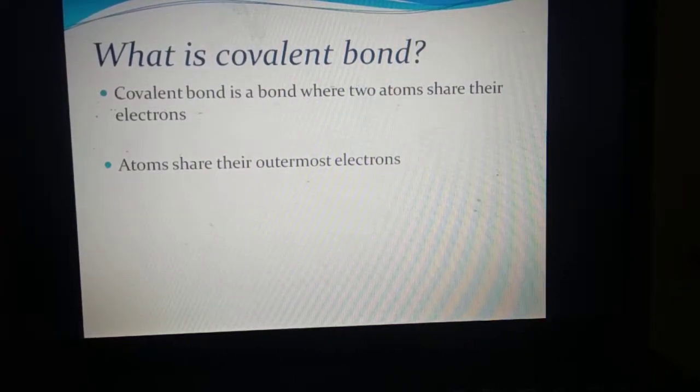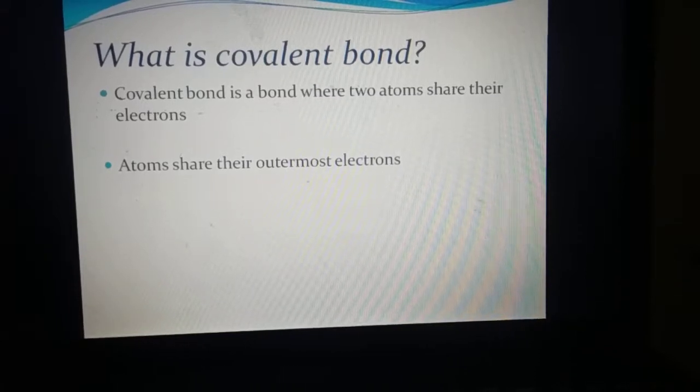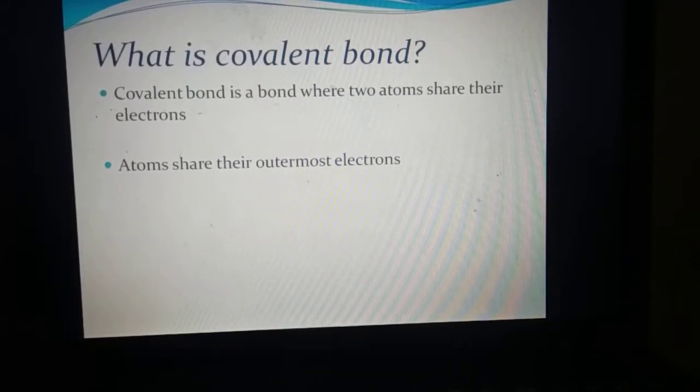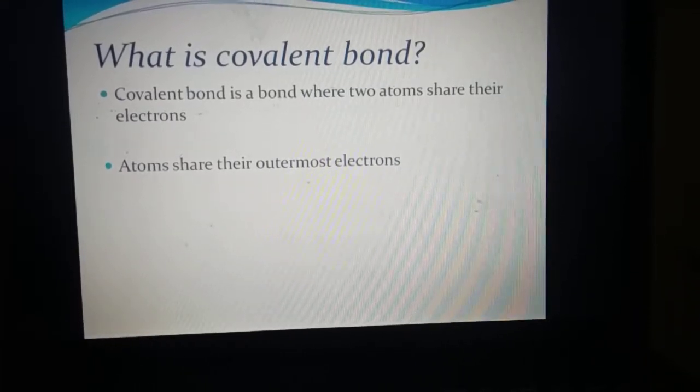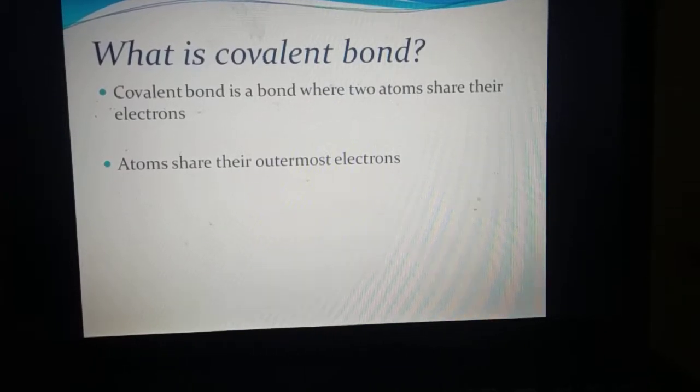What is covalent bond? Covalent bond is a bond where two atoms share their electrons. So when two atoms are sharing electrons, they are called covalent bonds. Whenever atoms share their electrons, they share from their outermost shell of electrons only, which is called valence electrons.